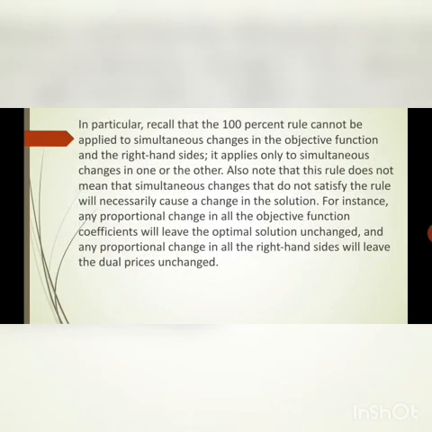In particular, recall that the 100% rule cannot be applied to simultaneous changes in the objective function and the right-hand sides. It applies only to simultaneous changes in one or the other. Also note that this rule does not mean that simultaneous changes that do not satisfy the rule will necessarily cause a change in the solution. For instance, any proportional change in all the objective function coefficients will leave the optimal solution unchanged, and any proportional change in all the right-hand sides will leave the dual price unchanged.